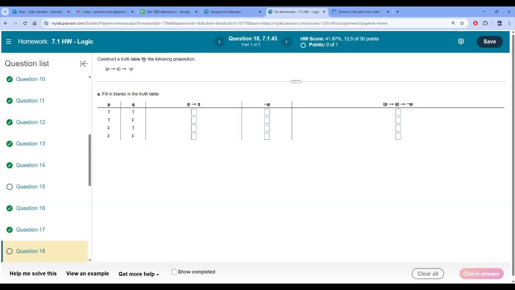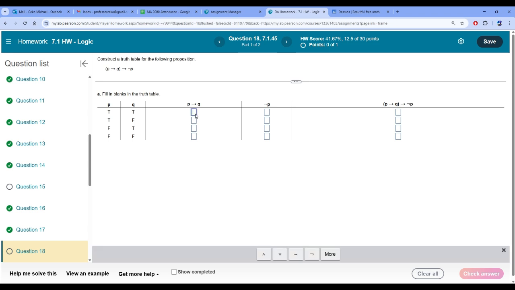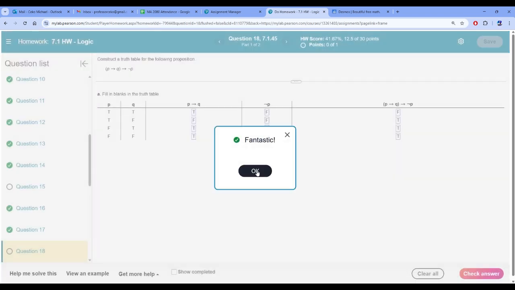Construct a truth table for the following proposition. If P, then Q. If P implies Q, that's true, that's false, that's true, if that's false, then that's false. I think that's true. Not P would be false, false, true, true, and then P implies Q. So now let's do the same thing. If this is true and that's false, that's going to be false. If this is false and that's false, this is going to be true. If this is true and that's true, that's going to be true. And if this is true, that's true, that's going to be true. Cool.